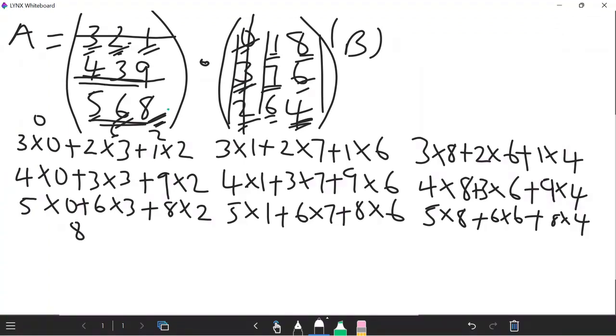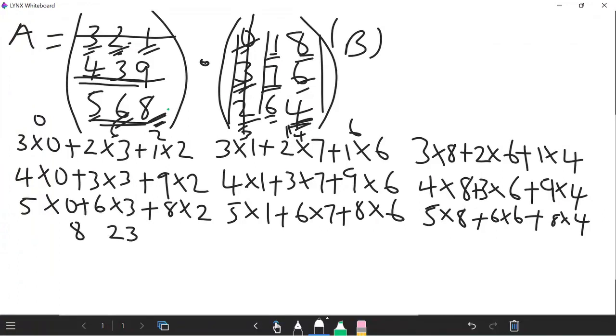So you are going to take 3 multiplied by 1, that is 3. 2 multiplied by 7 is 14. And 1 multiplied by 6 is 6. So 3 plus 14 plus 6 is definitely going to give you 23. So let us still proceed.